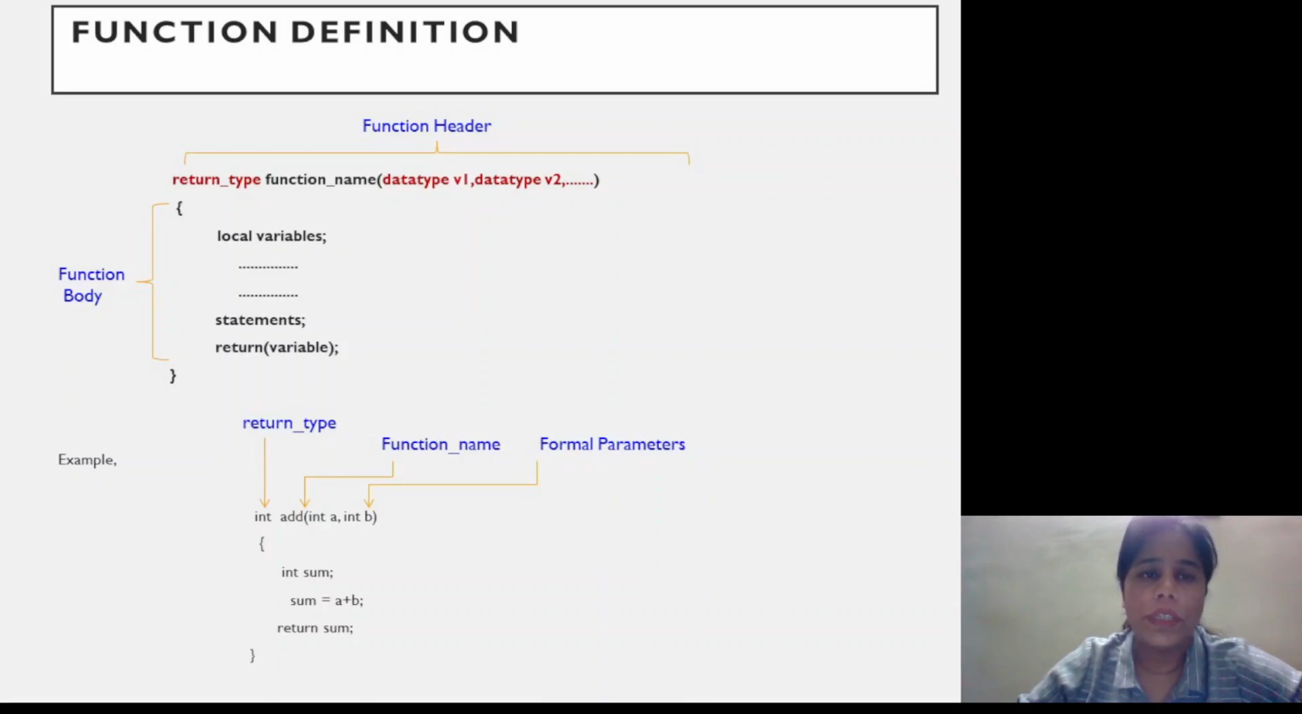First, local variables are declared, then some statements, then the return statement. If the return type is integer, then the function will return an integer value. If the return type is float, then the function will return some float value. If the return type is void, then the return statement is not required. And this is one example.